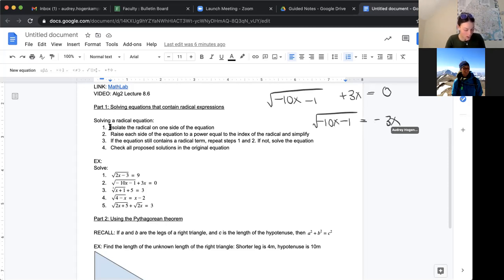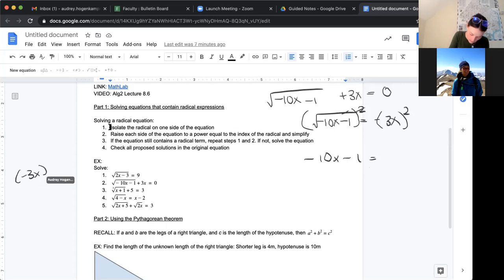And then we want to go ahead and use the power rule to eliminate our radical. So we're going to raise it to the power of our radical, which was a square root. So we will be squaring. Squaring a square root gets rid of that. So we have negative 10x minus 1 is equal to negative 3x quantity squared, which is equal to negative 3x times negative 3x, which is equal to 9x squared. So we're going to have negative 10x minus 1 equals 9x squared.